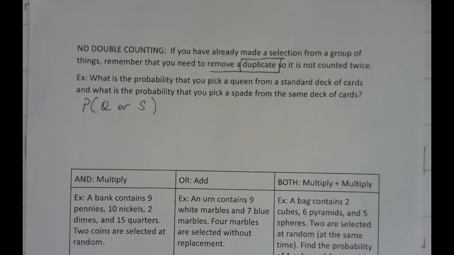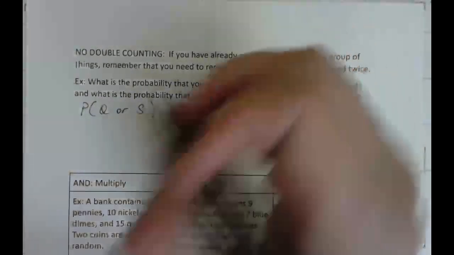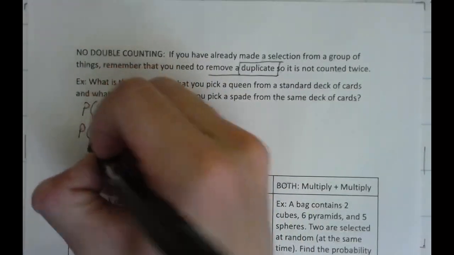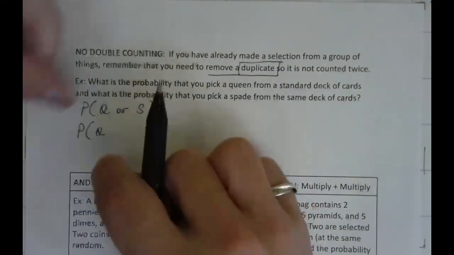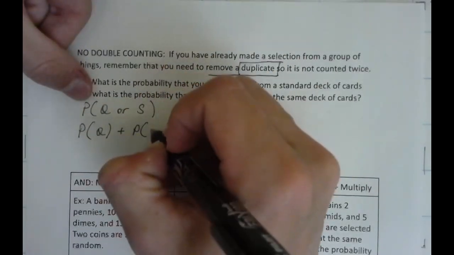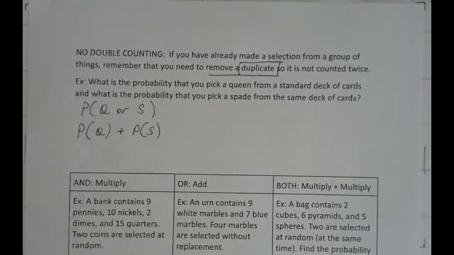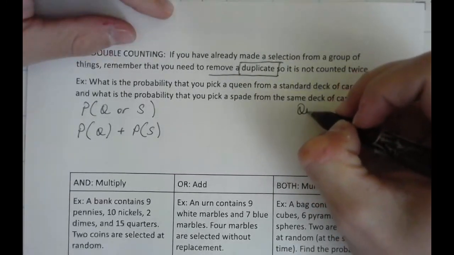Alrighty? The way you can think of this, what is the probability you draw a queen or a spade? Well, if you looked at the probability of drawing a queen, you might think, well, I could draw a queen or a spade, so that's a queen plus the probability of a spade. But there's a problem. The problem is that there is a queen of spades.